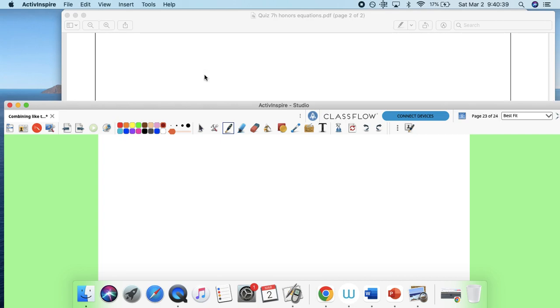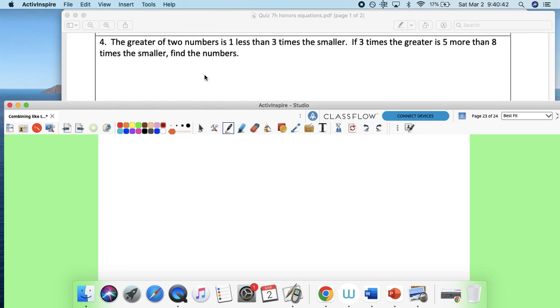4. The greater of two numbers. So right there, the moment you read that sentence, we know there are two numbers. And because one is greater than the other one, we know that one is a smaller one. The other one is the greater one, right? So automatically we know those.